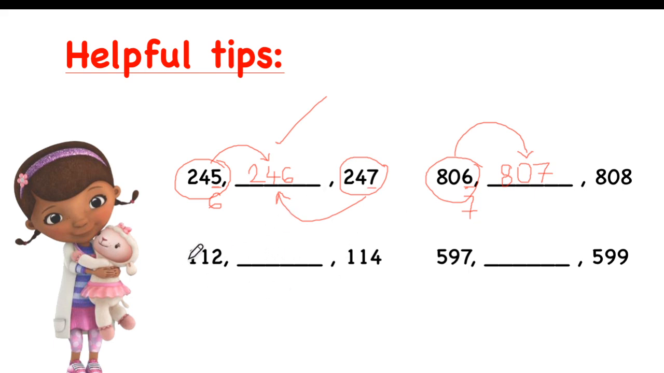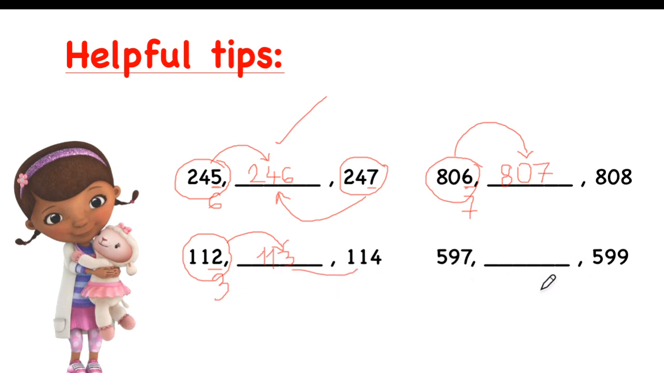Again, let's find the number that comes between these two numbers. Once again, I will use this number and see which number will come next. Work with the last digit, the ones digit, and ask yourself, which number is 2 plus 1? Which number comes next after 2? 3. So what comes after 112? 113. And after that, we will have 114.